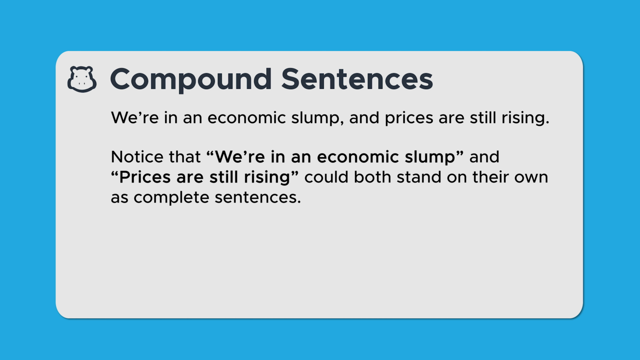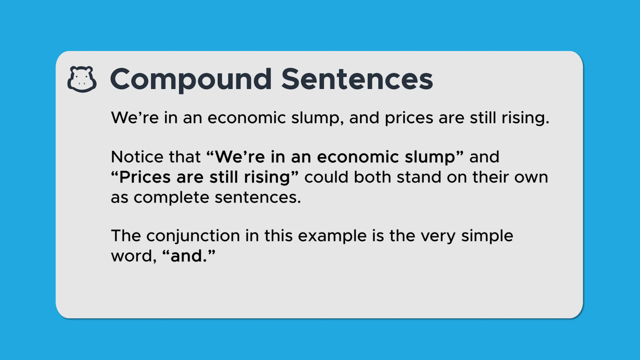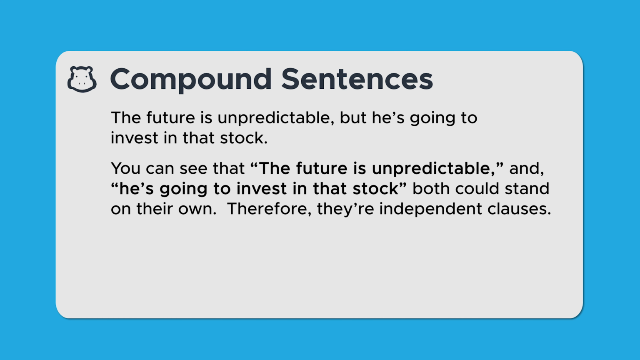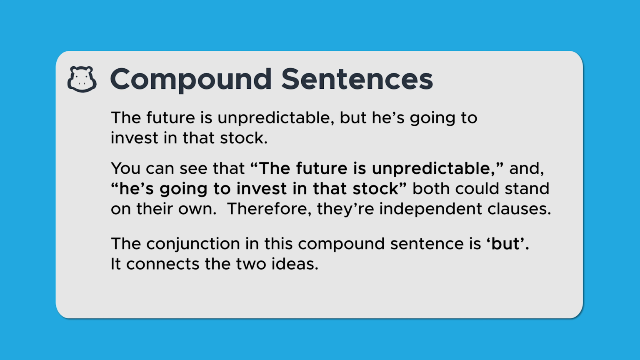Notice that we're in an economic slump and prices are still rising could both stand on their own as complete sentences. The conjunction in this example is the very simple word and. Here's another example. The future is unpredictable, but he's going to invest in that stock. You can see that the future is unpredictable and he's going to invest in that stock. Both could stand on their own. Therefore, they're independent clauses. The conjunction in this compound sentence is but. It connects the 2 ideas.